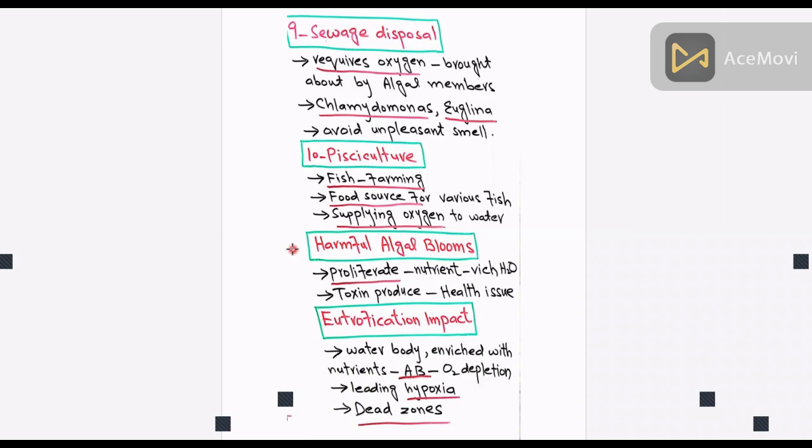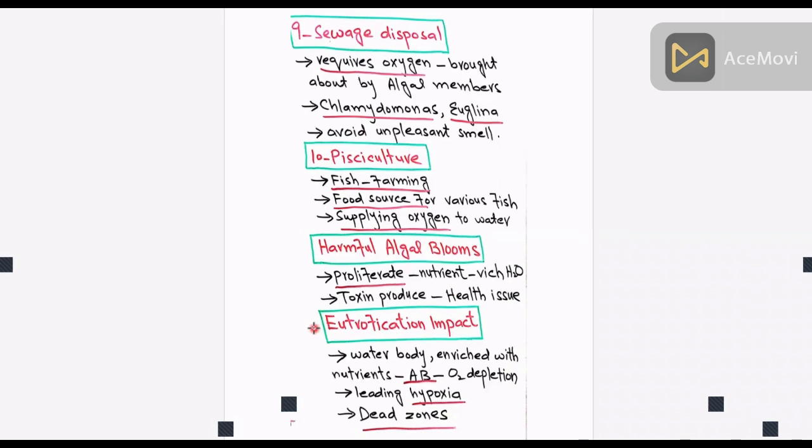While algae are generally beneficial, they can disrupt ecosystems under certain conditions, causing environmental and health issues. Harmful algal blooms. Some types of algae can proliferate excessively in nutrient-rich waters, forming harmful algal blooms. These blooms produce toxins that can poison aquatic organisms, contaminate drinking water, and pose serious health risks to humans and animals through ingestion or exposure.